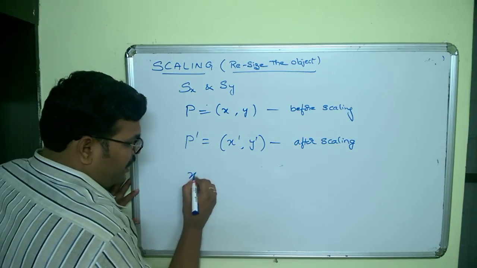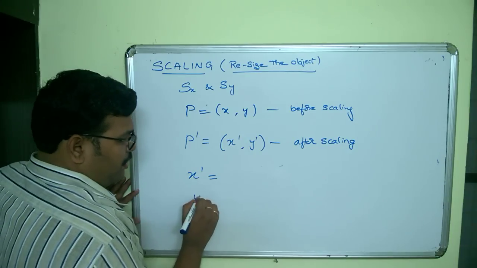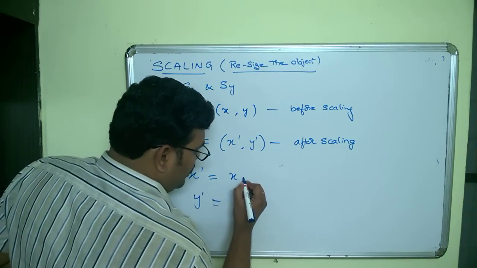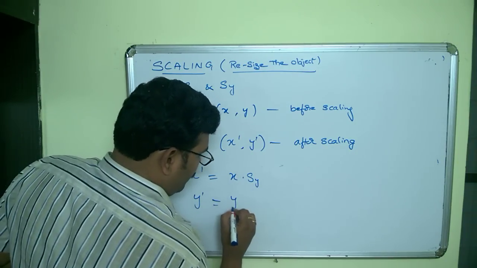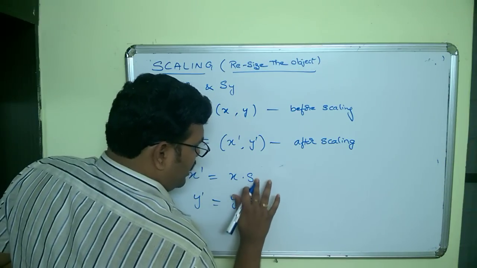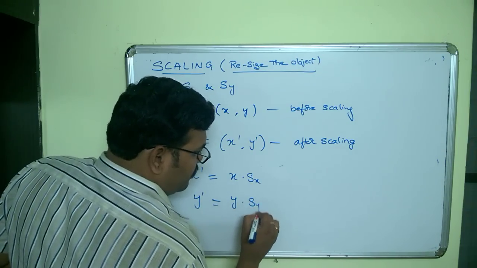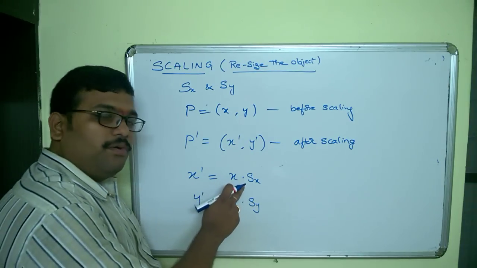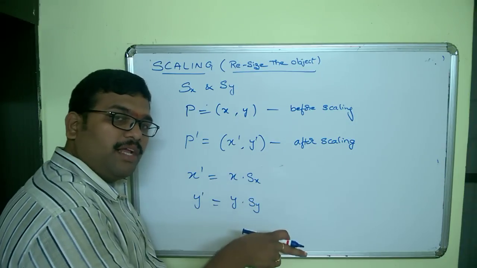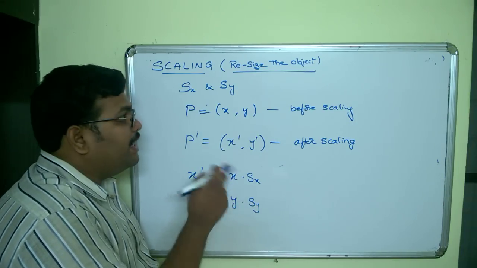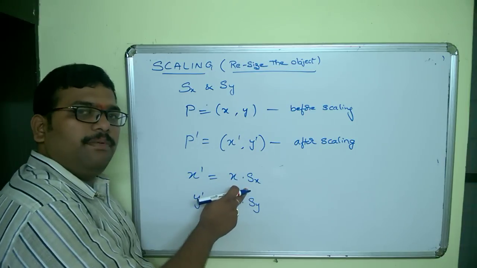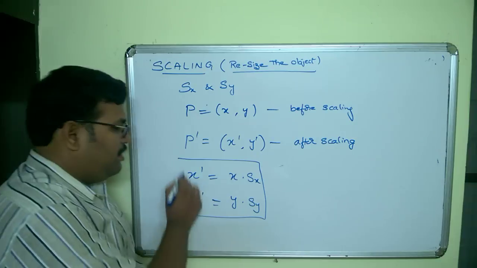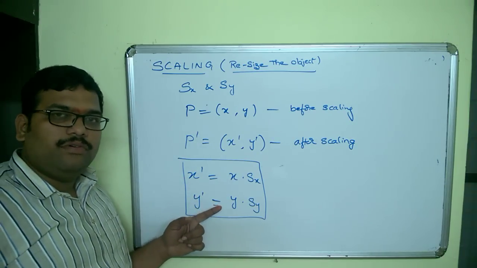So we have to find x dash and y dash. So the formula is x dash is equal to x into sx, y dash is equal to y into sy. In the translation function, we are using just the addition operation, adding the translation parameters to the old coordinates. Here in the scaling, we have to multiply the scaling parameters with the old coordinates so that we will get the new coordinates. So x dash is equal to x into sx.